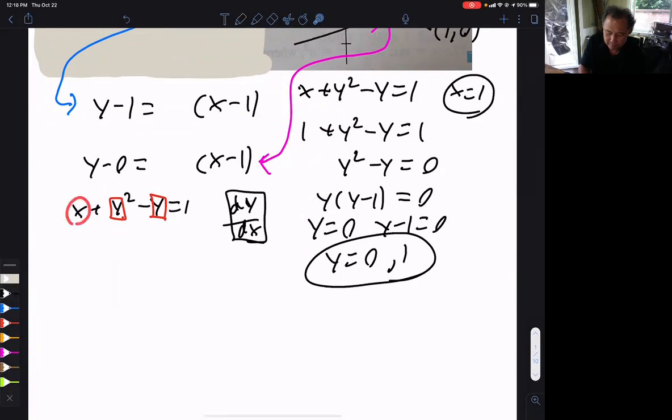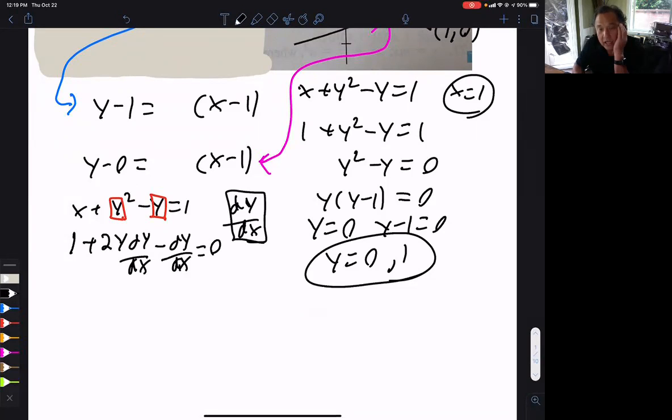Derivative of x, that's easy. That's just 1. What's the derivative of box squared? It's 2 box to the first, times the derivative of box, which is dy dx. And then, what's the derivative of y? Well, clearly the definition of that is just dy dx. And the derivative of 1 is 0.